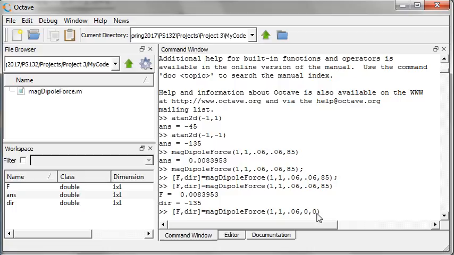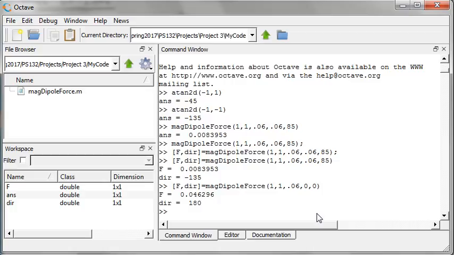So let's try that. And if that doesn't work, then there was an awful lot of algebra there, so there's probably some mistake in the algebra. So we did get 180 degrees. So that did work. That's cool.